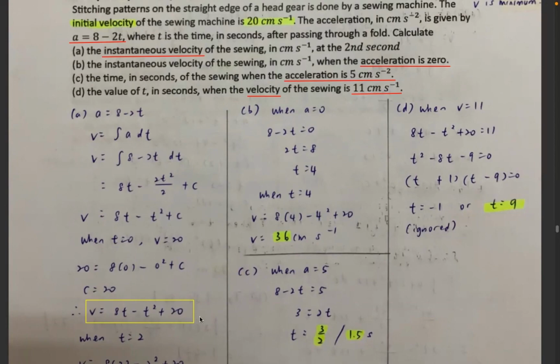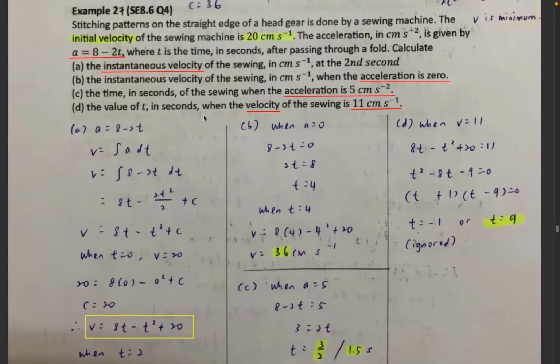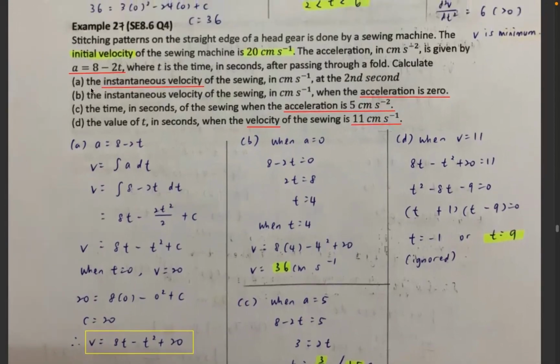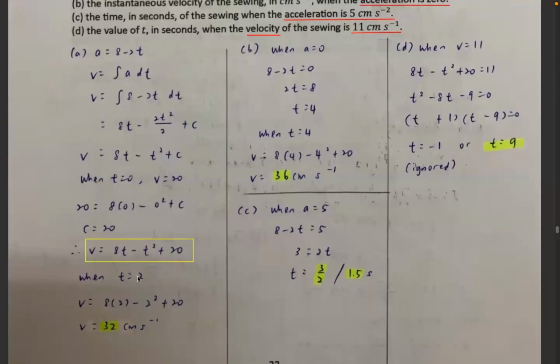After that, let's read the question again. They ask us to find the instantaneous velocity at t equals 2 seconds. So that means what's the answer for velocity when t equals 2? So we substitute 2 into the velocity function. Then we have the answer v equals 32 cm per second.